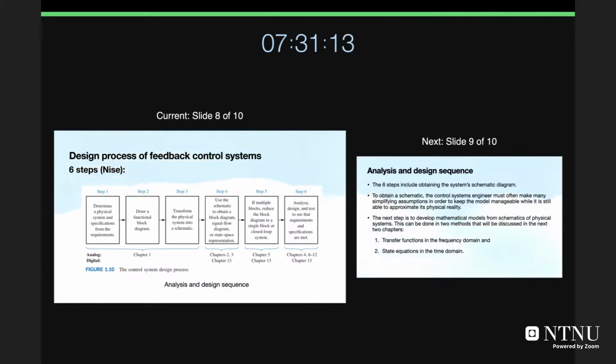In step number 5, if you have multiple blocks, you can reduce the block diagram to a single block or closed loop system. I mean, it's just a simplification. So if you want to simplify your block diagram, you can do this in chapter 5. And in step number 6, we need to analyze, design, and test to see that the requirements and the specifications are met. Because we start in step number 1 with some design requirements, in step number 6, when you finish your system, you need to ensure that your controller is able to achieve the design requirements.